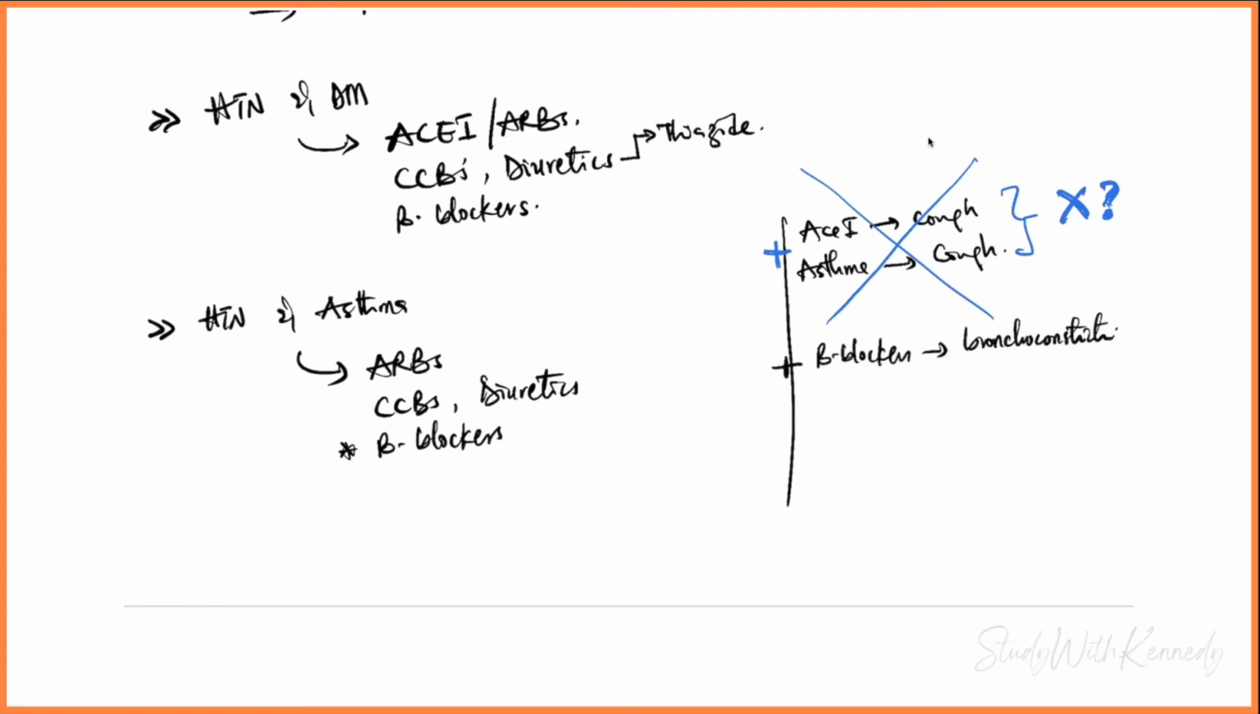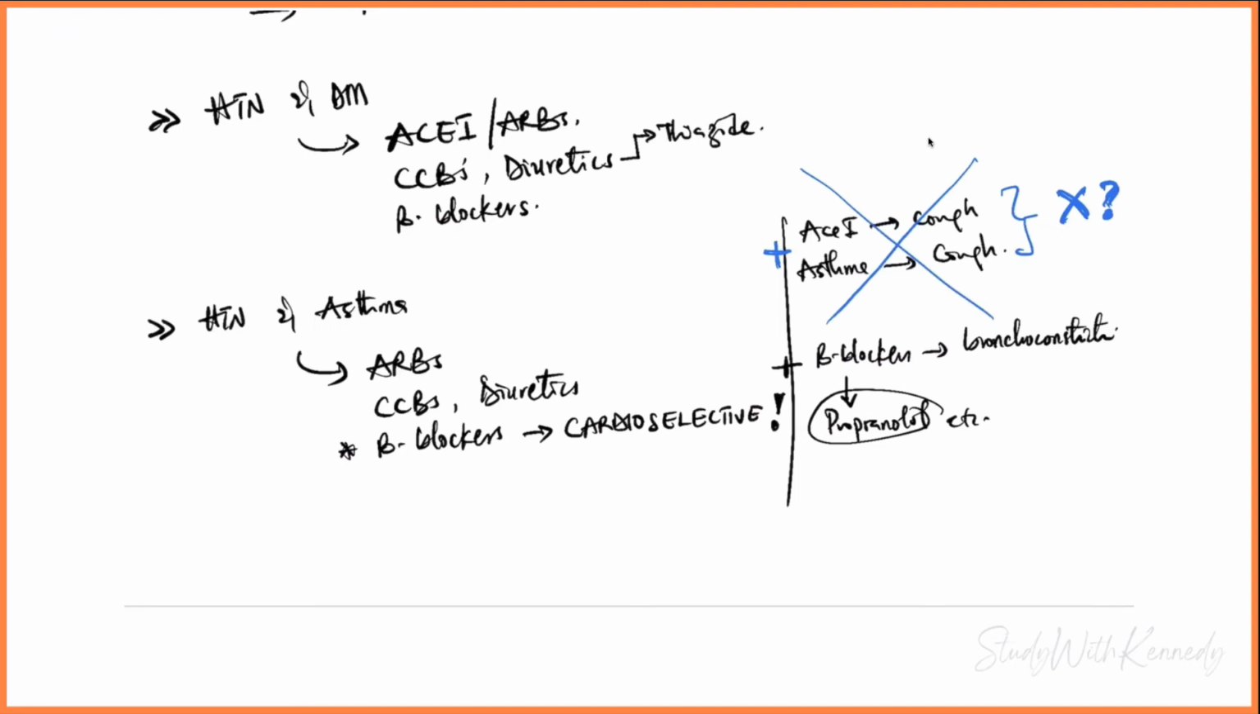Beta blockers cause bronchoconstriction, especially if you use non-selective beta blockers like propranolol. So what can we do? In asthma patients, we can't use general beta blockers. We have to use more specific beta blockers, medications that are specific for the heart, so we use cardio-selective ones. It's actually better to avoid beta blockers completely in asthma patients if you can.